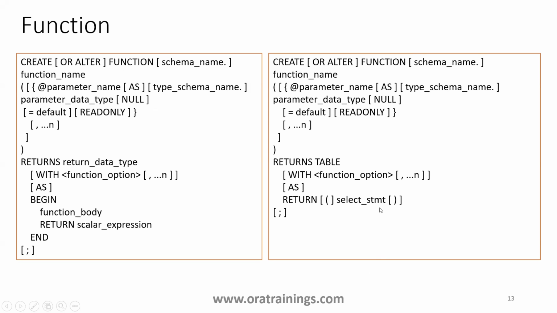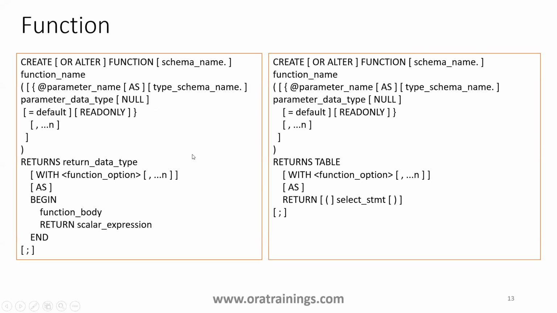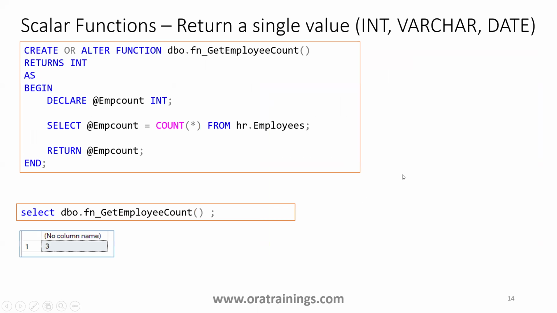So that's where the difference is between the scalar function and a table valued function. Create or alter function, schema name, function name, and parameter. Then you need to mention the return data type for this particular function. Now let us see a scalar function, wherein we are expecting only one output variable, right? So let us see this one.